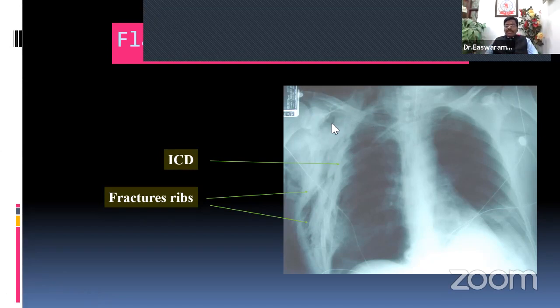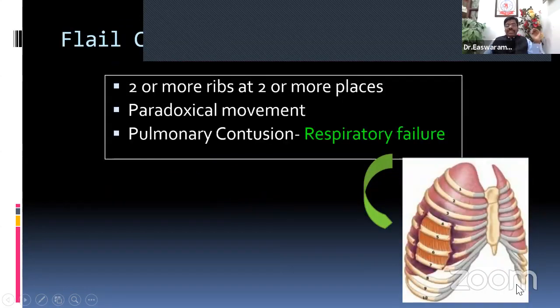So this segment of the chest wall behaves paradoxically. That causes pneumothorax and also respiratory distress. Let us see the definition. A flail chest is a condition wherein two or more ribs are fractured at two or more places. Like this. Here, 1, 2, 3, 4 ribs are fractured at least at two places like that.